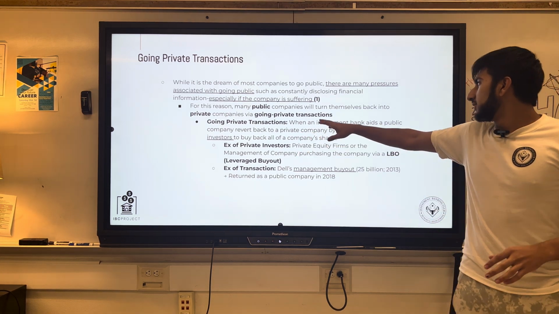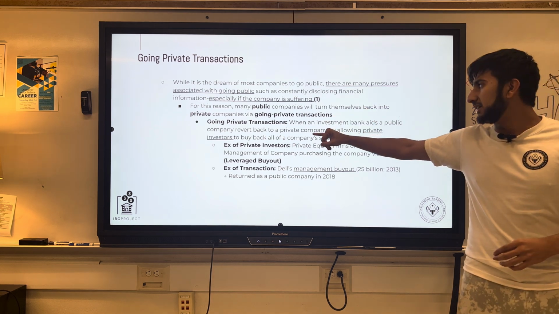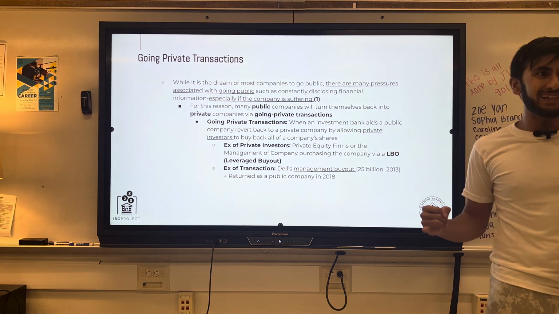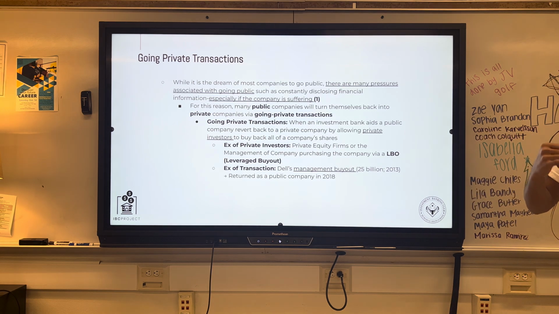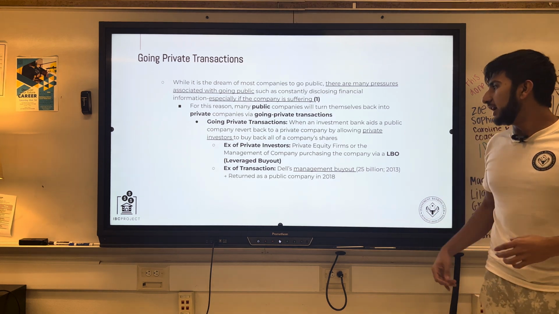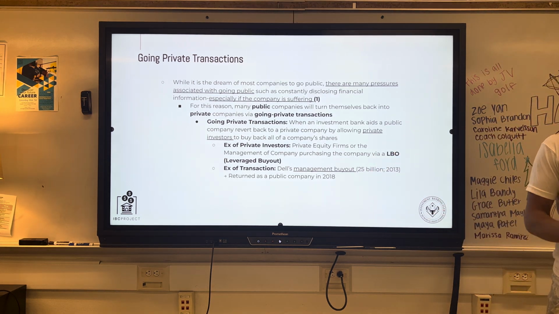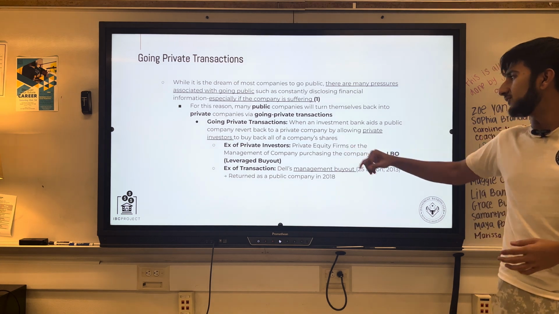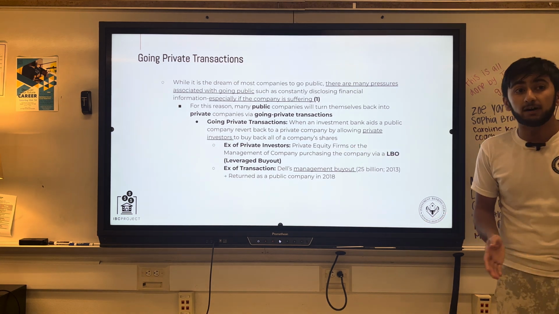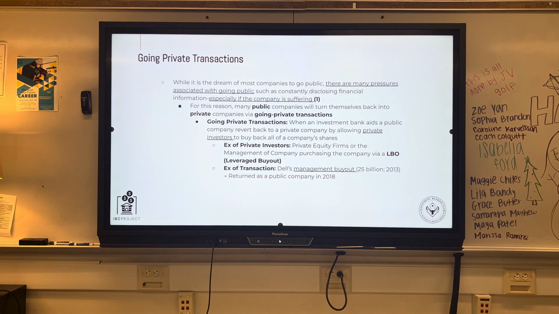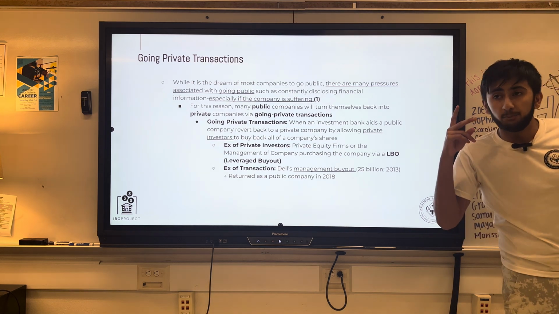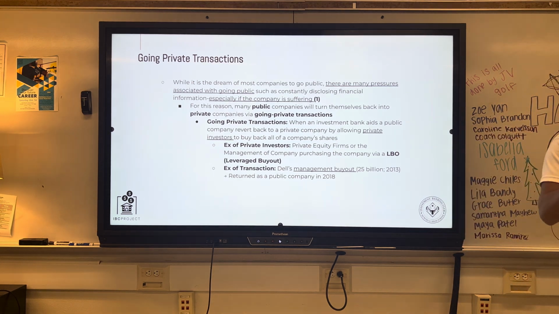transactions further. So this is when an investment bank aids a public company in reverting back to a private company by allowing private investors to buy back the majority of a company's shares. Some examples of private investors, like we talked about in 2.1, would be private equity firms or the management of a company, in the case that they decide to pursue a management buyout. And of course, the medium of transaction for both of these private investors is the leveraged buyout, right?